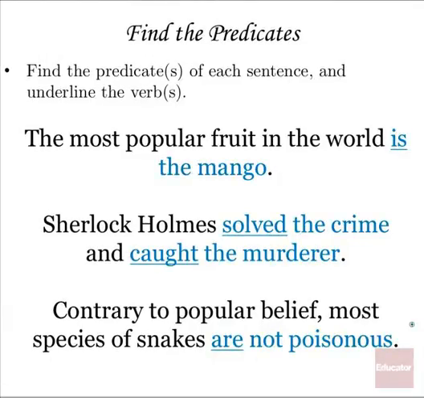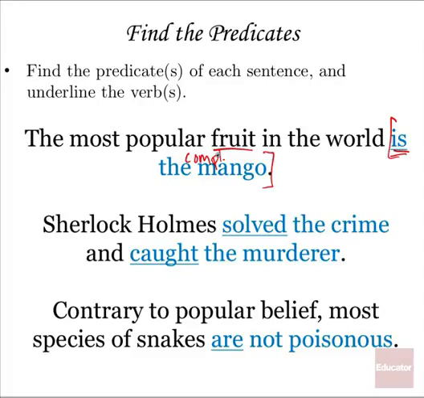And there we are. The most popular fruit in the world is the mango. Our subject here is fruit, since all these other words are modifiers modifying fruit. What does the fruit do? It is the mango. Is our verb. It's a linking verb, so the subject complement is mango. And there's our complete predicate.